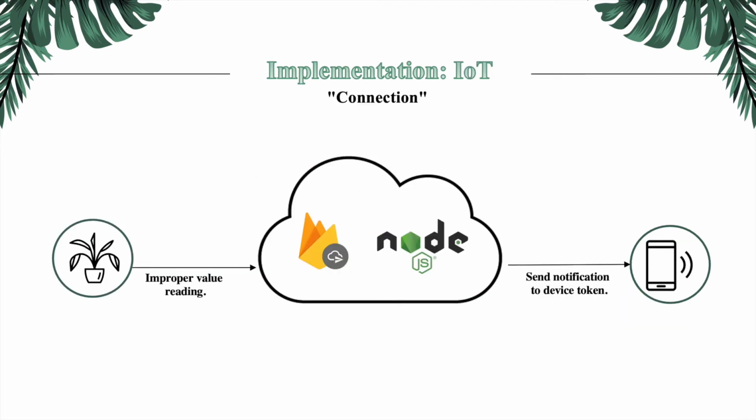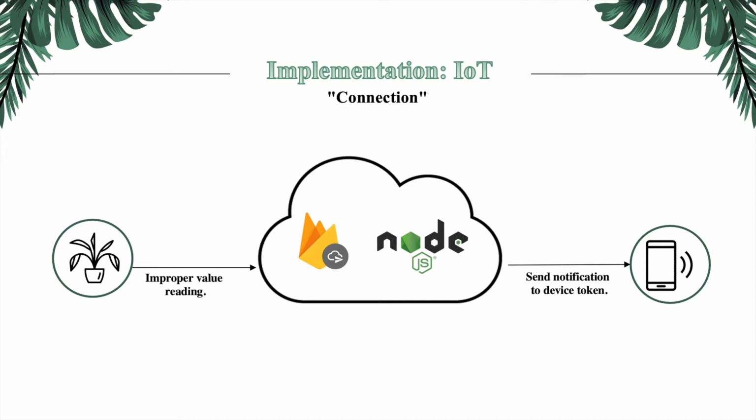For IoT implementation, we used Arduino to write the sensors code in C++ programming language and connect them to Firebase by using the host name and authentication password to store any improper value in the database that was obtained from the sensors. We also used Firebase Cloud Messaging, which is a service provided by Firebase.